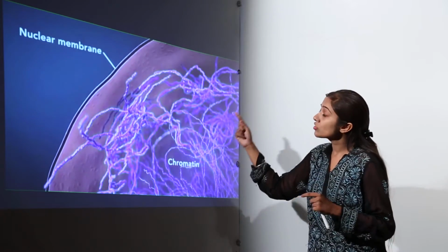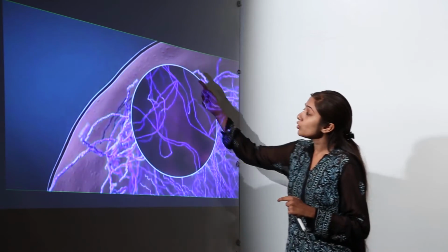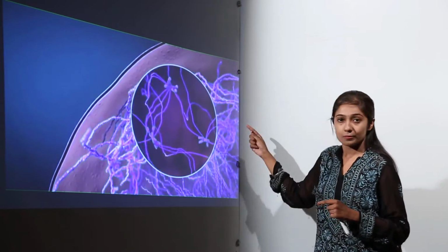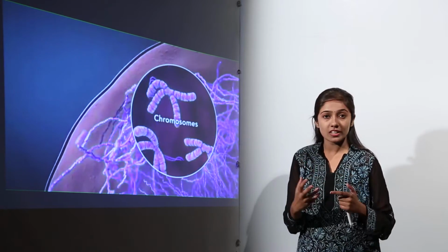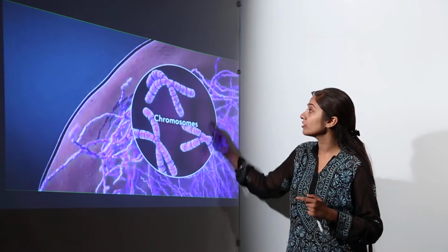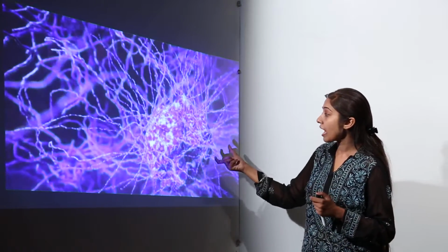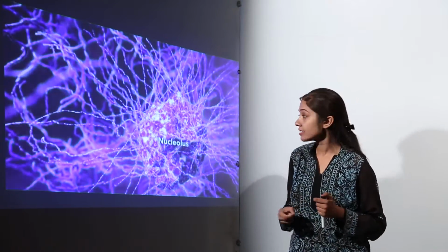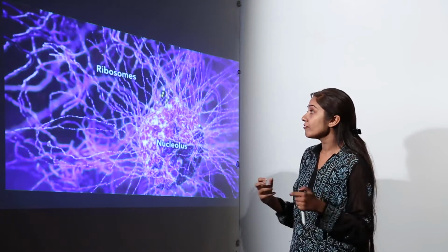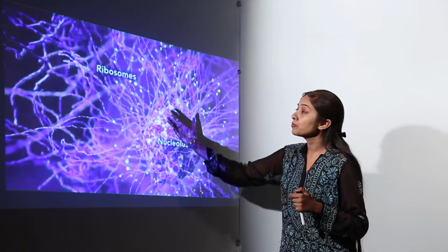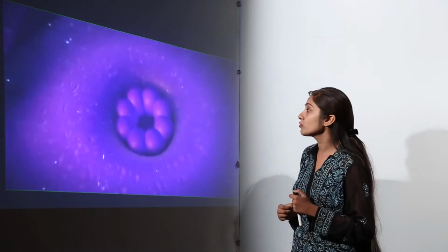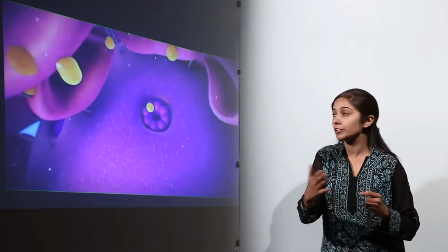When you see this nucleus, we have a nuclear membrane which surrounds it, and during cell division the chromatin organizes itself into structures that we call chromosomes. We also have a nucleolus within the nucleus. The main function of the nucleolus is to synthesize ribosomes, which are going to synthesize proteins further.